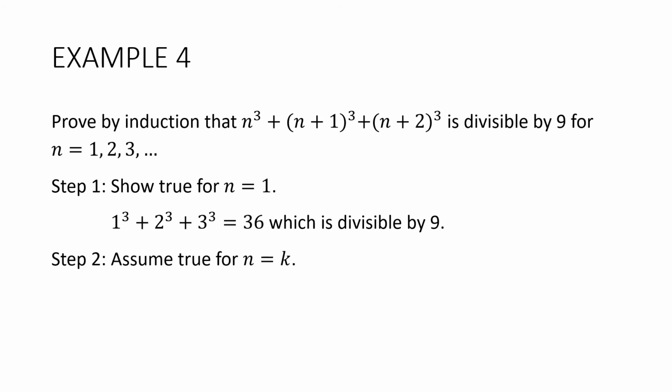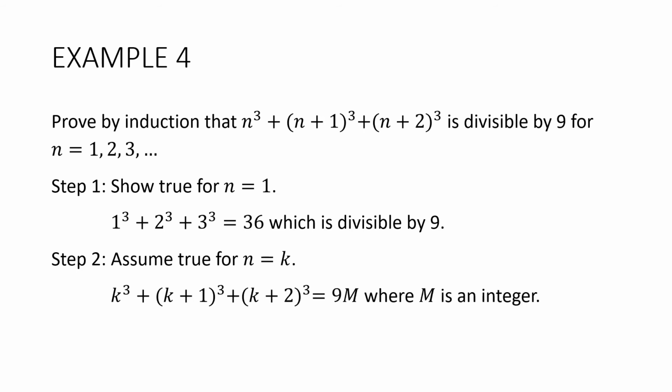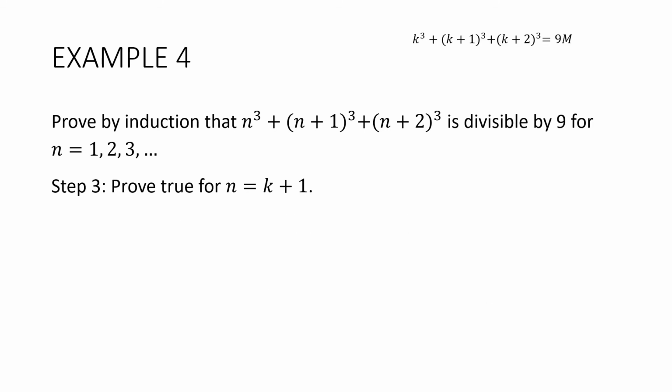Step 2, assume it's true for n equals k. Let's just substitute the k in, and we're going to put it equal to 9m, where m is an integer. Step 3, prove true for n equals k plus 1. Okay, so let's substitute that in here. Gives us k plus 1 all cubed plus k plus 2 all cubed plus k plus 3 all cubed.